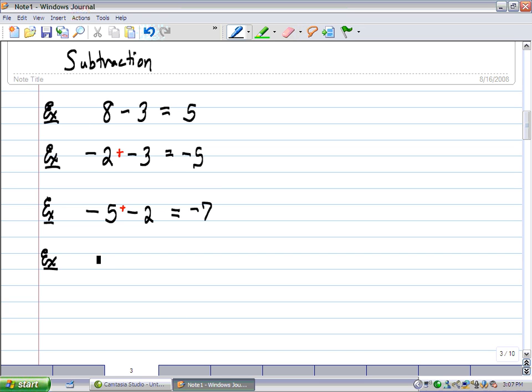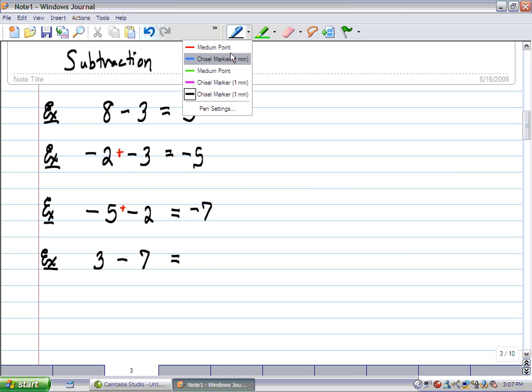Okay, what if I had 3 minus 7? You might have been told when you were younger you couldn't do that, so you know you're going backwards. Again, you can slip in a little plus sign. So it's going up 3, and then I'm going to go down 7, so I'm going to go beyond the 0, down into the hole, and get -4.